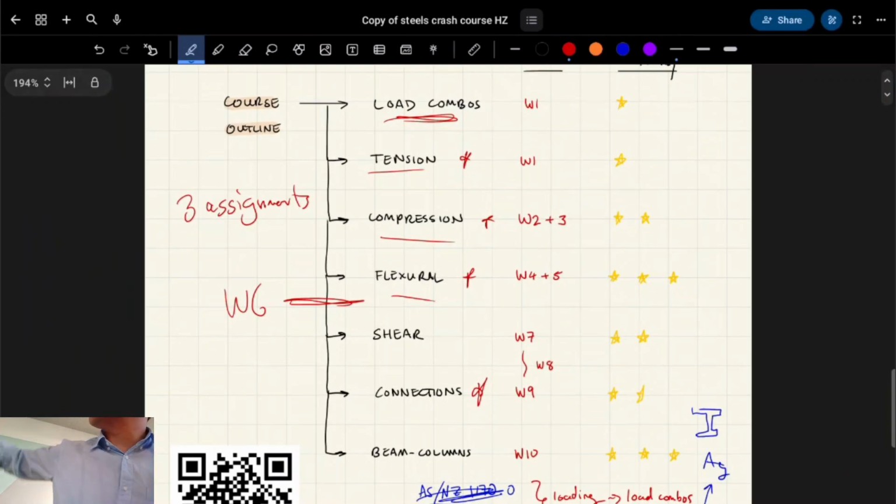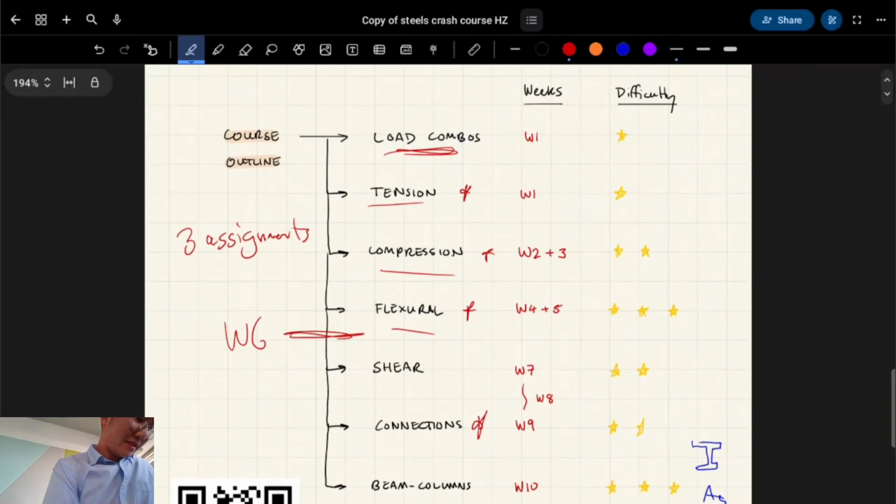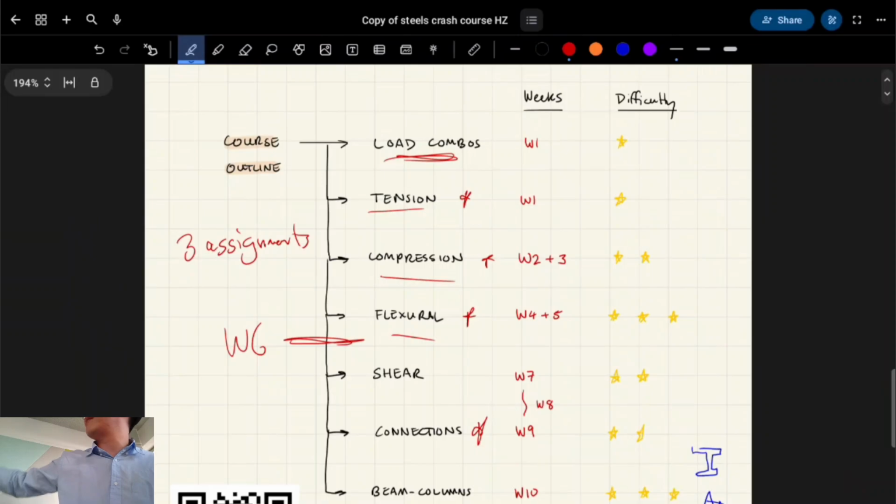Alright. For context, the stars is the difficulty of how I rated everything. So what we just covered is like 1 star difficulty, I would say. And then next week, as in what we'll cover after the break, compression is 2 star difficulty. Flexure is one of the hardest topics. That's 3-star difficulty. And then shear is a little bit easier, and then connections is even a little bit easier, I would say. And then, yeah, beam columns is pretty hard, because beam columns is just everything, basically.